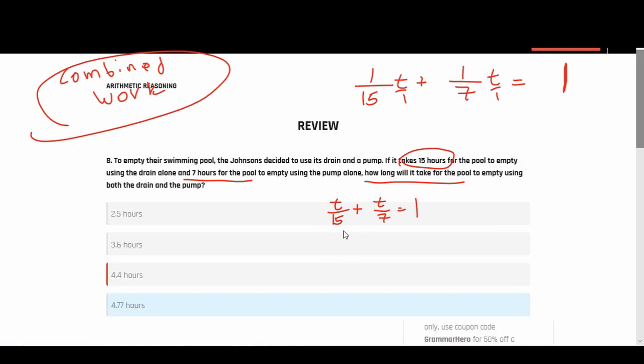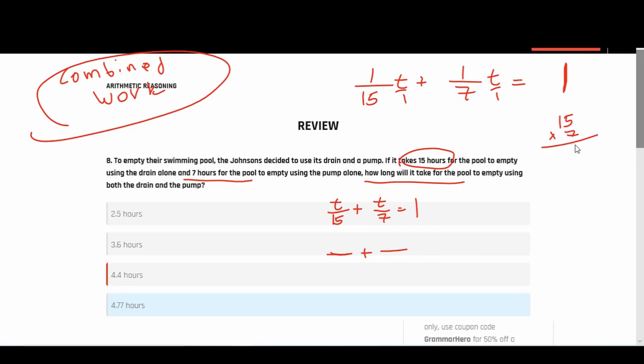So now this is a simple fraction problem. We have to find a common denominator over which we can put 15 and 7. The easiest way to figure that out is to do 15 times 7. Okay.